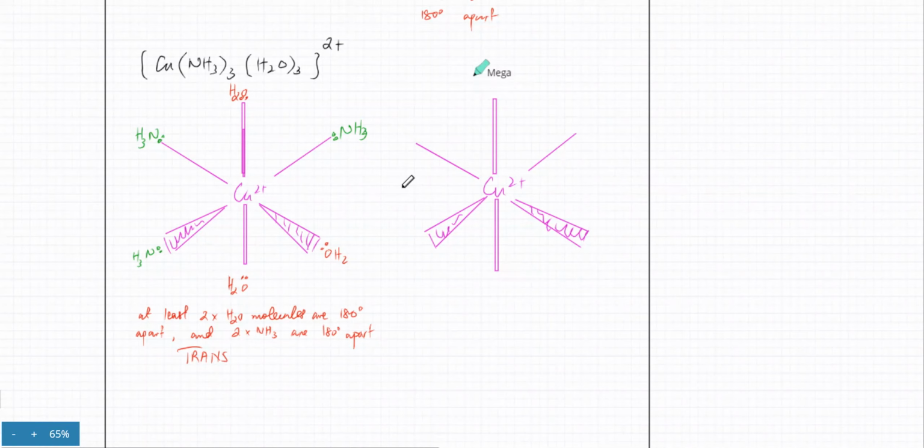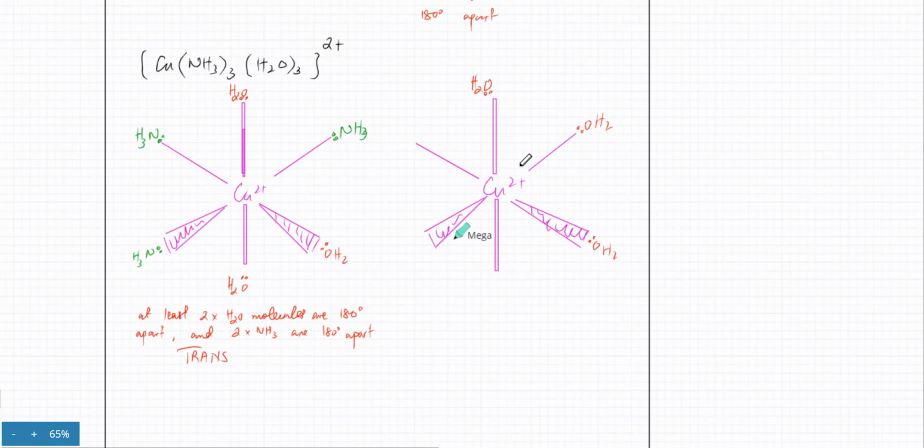So you have a water over here. The other water is 90 degrees to it on another axis, and the third one is 180 degrees up on the other axis. Now look at the three water molecules, the x, the y and the z axis. They're all orthogonal to each other. They're not 180 degrees apart, and they're making 90-degree angles.